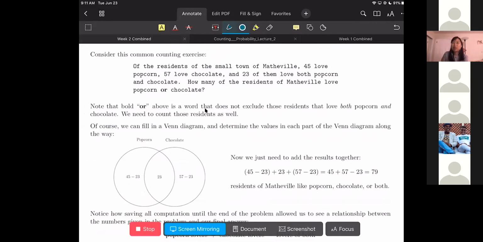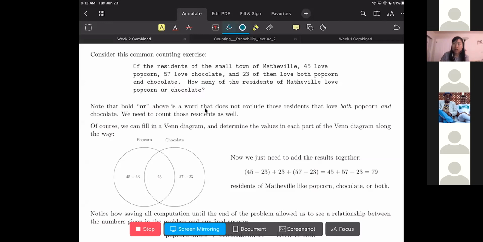45 of them love popcorn, 57 of them love chocolate, and 23 of them love both popcorn and chocolate. So how many of them love popcorn or chocolate? When we say or, that means we need to include people who love just popcorn, people who love just chocolate, and people who love both popcorn and chocolate. And we have to make sure not to overcount.